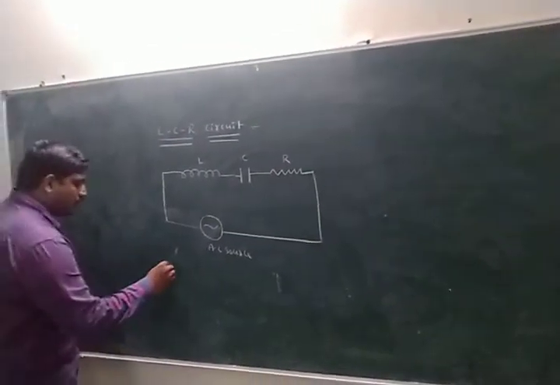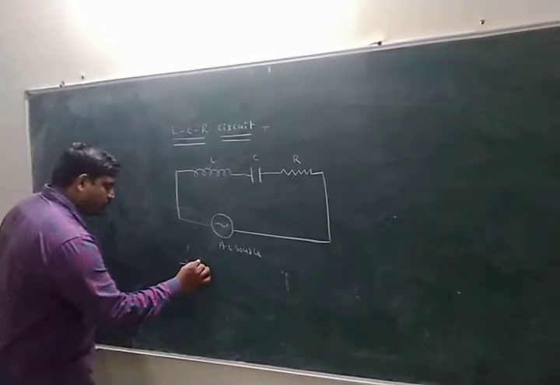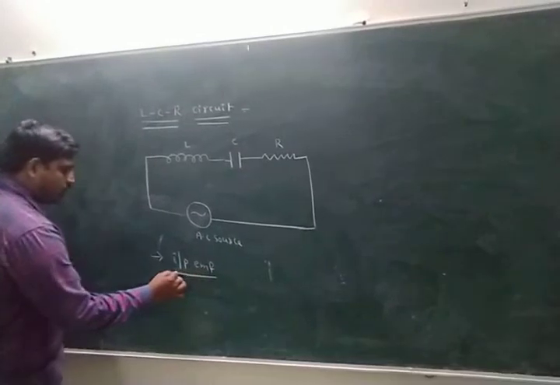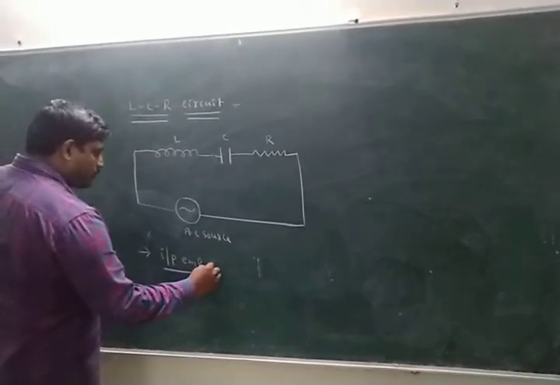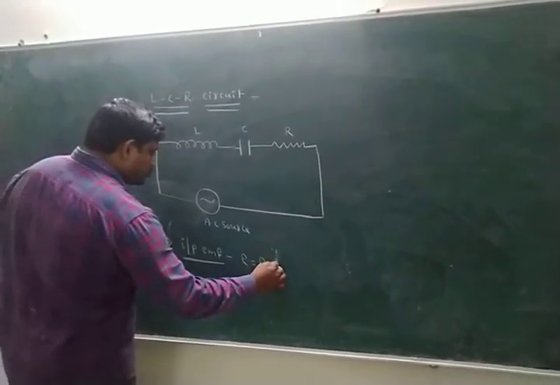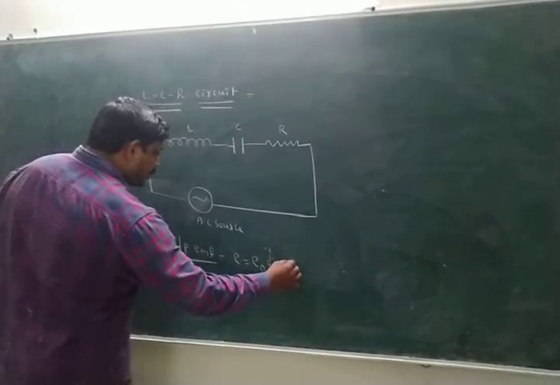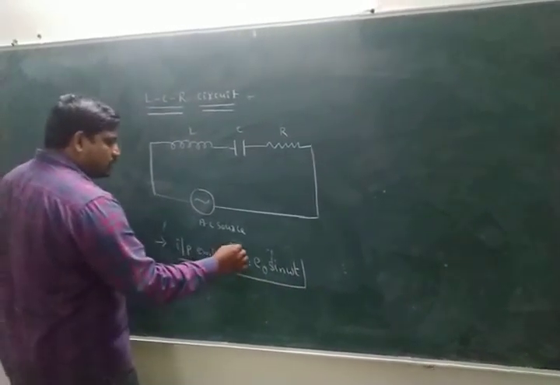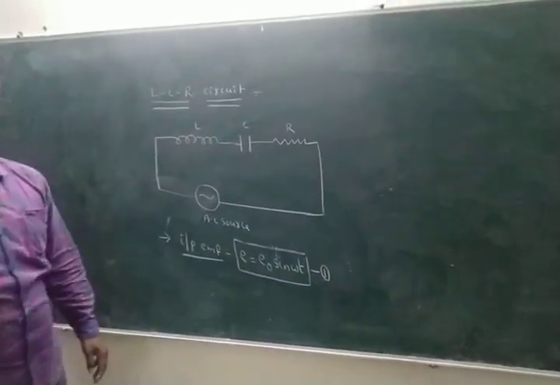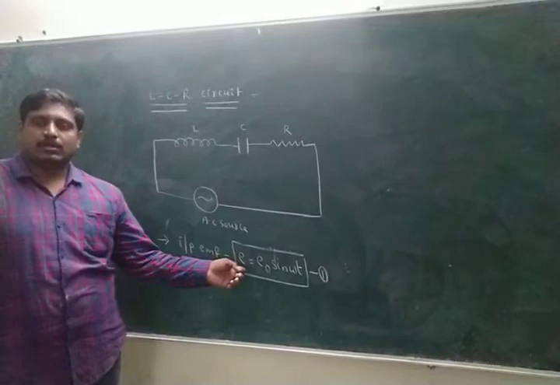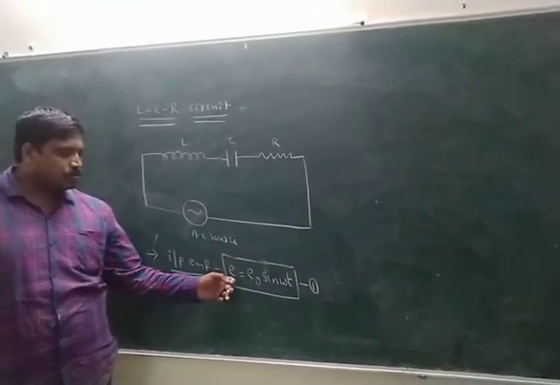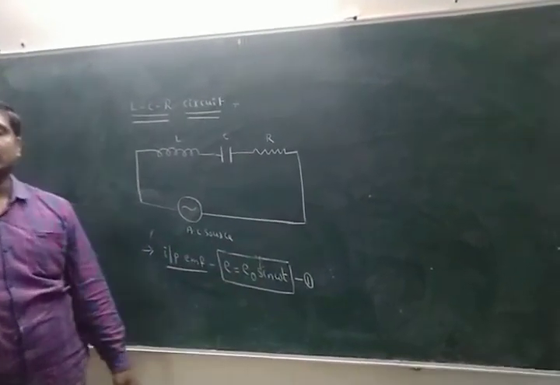Here, look here. Input EMF. This is called input. According to the AC generator, the EMF formula is E0 sin omega t. What is the input EMF? E equal to E0 sin omega t. Once again I repeat, E equal to E0 sin omega t.